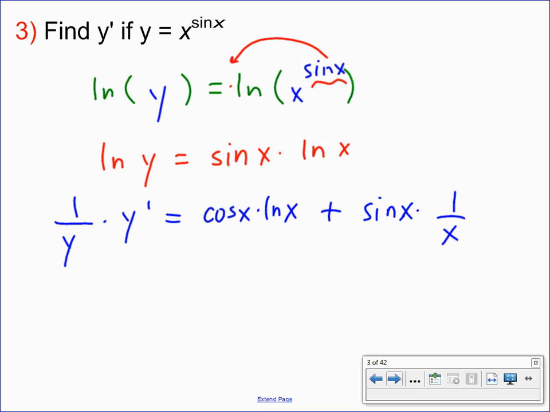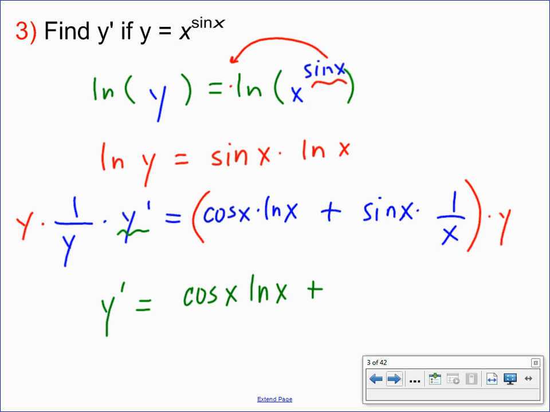My fourth and final step for logarithmic differentiation then is to solve for y prime and substitute back in the original expression for y. So we'll solve for y prime, which is what we wanted, by multiplying over both sides. So it looks like we get cosine of x ln x plus sine of x over x, all times y. And what was y? y was x to the sine x.